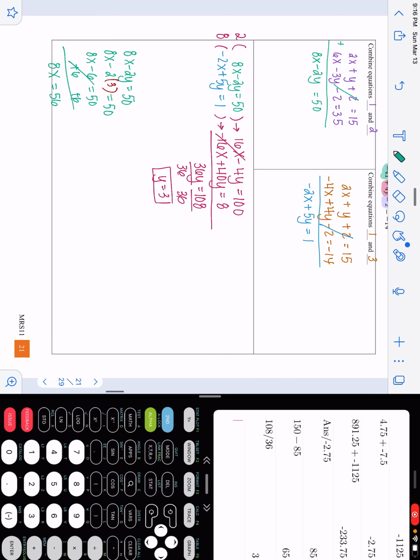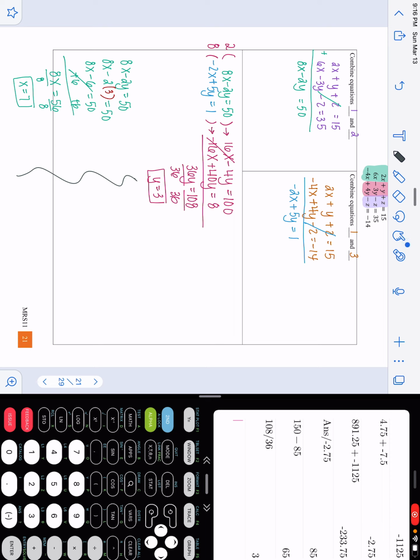Pause the video at any time if this is going too fast, and just make sure you're really grasping and understanding. Divide by 8 on both sides. We get x equals 7. We are still not done because we have 3 variables. So now I need to solve for z. How could I solve for z?